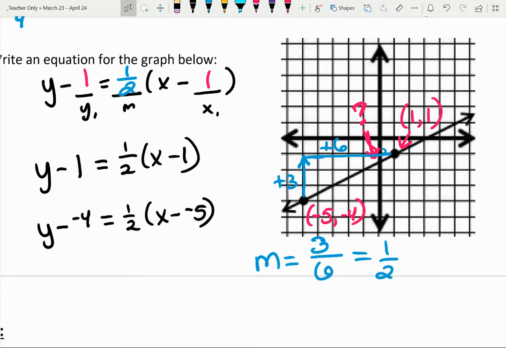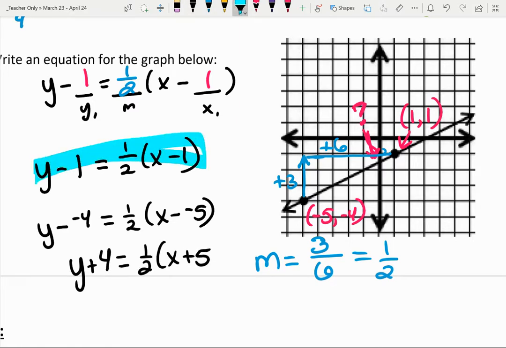We always want to use our x values first because they come first in the coordinate point. But remember, we have to deal with our y values first. So this becomes y plus 4 is equal to 1/2 times x plus 5. Either one of these equations would be perfect.